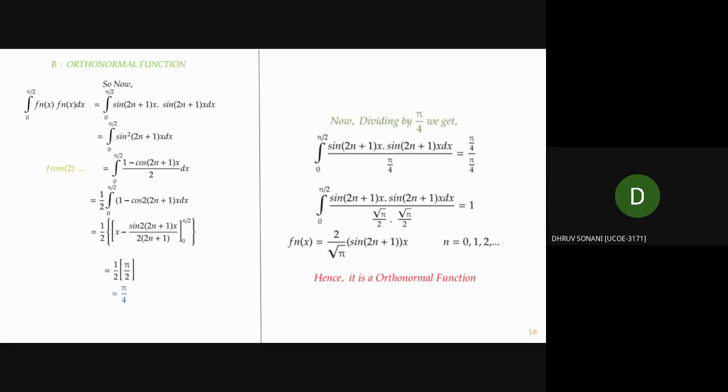We have to split pi by 4 into two parts. So our equation will be the integral from 0 to pi by 2 of sin((2n+1)x) times sin((2n+1)x) dx upon root of pi by 2 into root of pi by 2 equals 1. So our new function will be 2 upon root pi into sin((2n+1)x), where n equals 0, 1, 2. Hence we have proved that it is an orthonormal function.